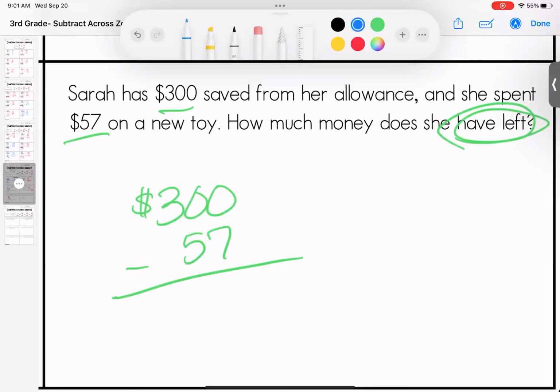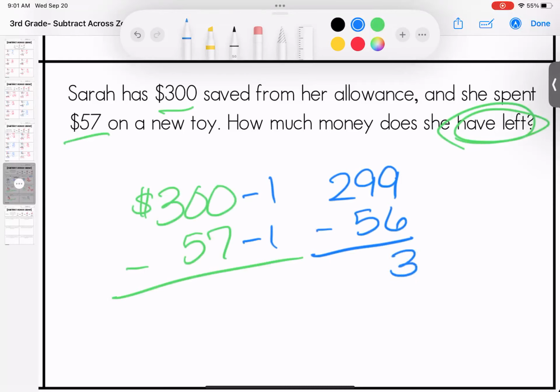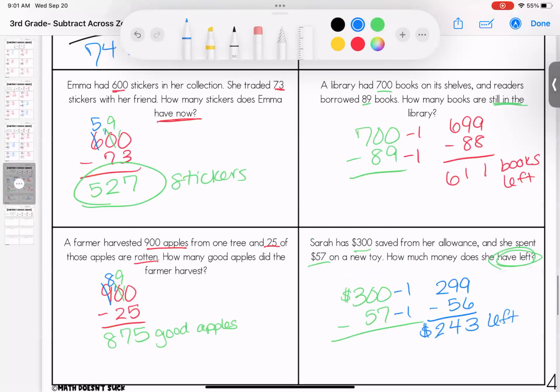Let's do our new strategy. 300 minus 1 is 299. 57 minus 1 is 56. 9 minus 6 is 3. 9 minus 5 is 4. 2 minus nothing is 2. She has $243 left. That brings us to the end of page 4.